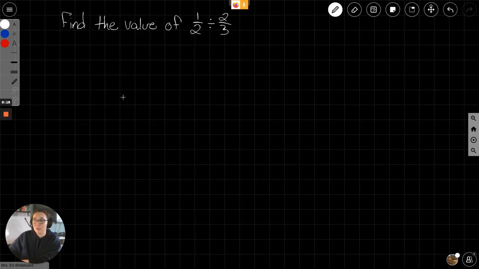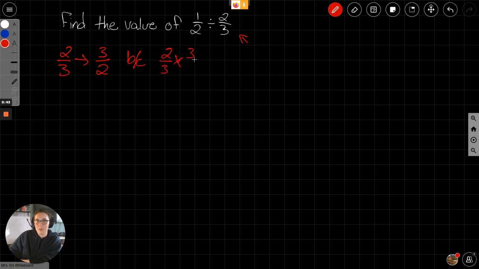The first thing we need to do is find the reciprocal of the divisor. Remember that the divisor is the number that is doing the dividing. So in this case, our divisor is 2/3. The reciprocal of 2/3 is 3/2, because 2/3 times 3/2 is 6/6, which equals 1. So we know that that's the reciprocal.